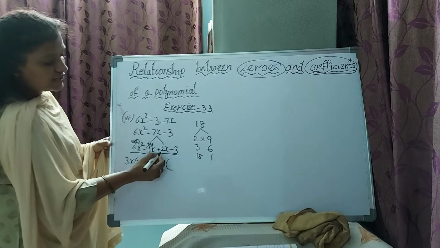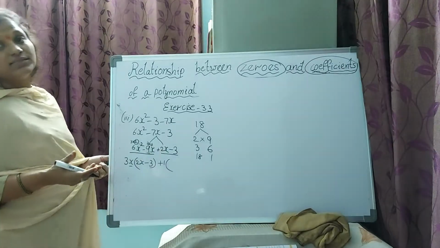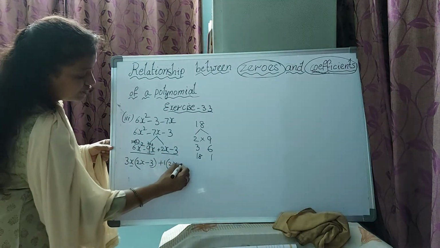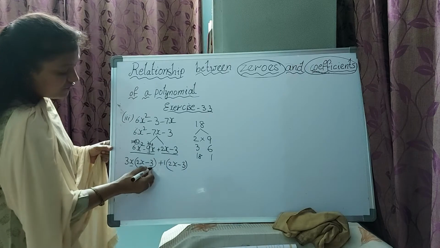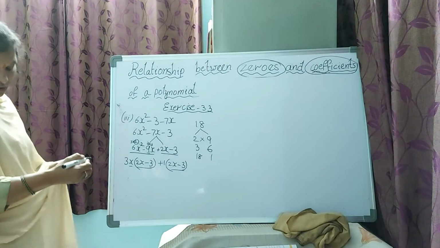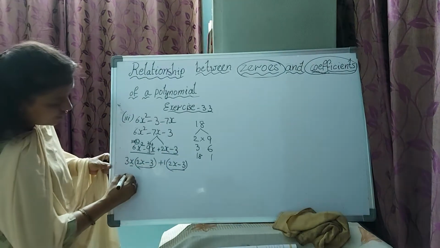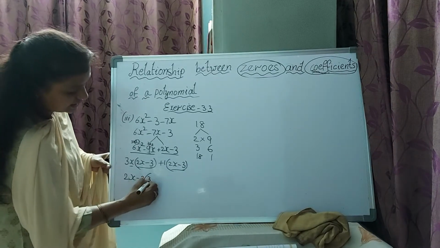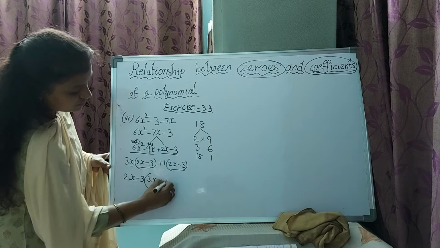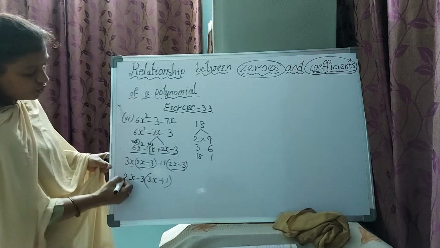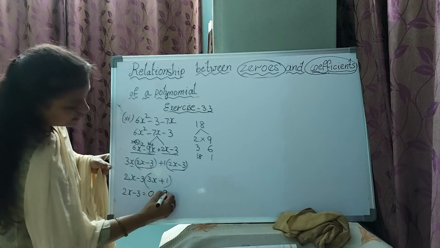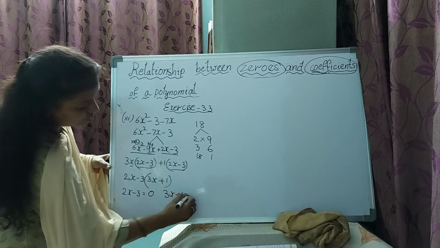If you take 1 as common, there is no common in this 2x and minus 3. So we take 1, and the remaining terms are 2x minus 3 as it is. You write it. From this, these two are common, so take 2x minus 3 as common, and here 3x plus 1 from this term. So 2x minus 3 is equal to 0, and 3x plus 1 is equal to 0.